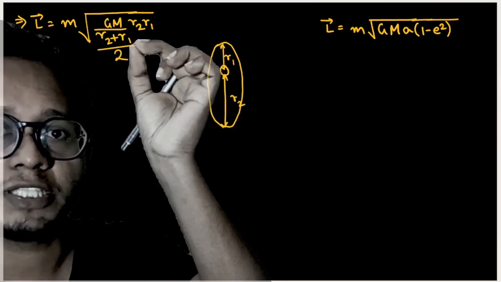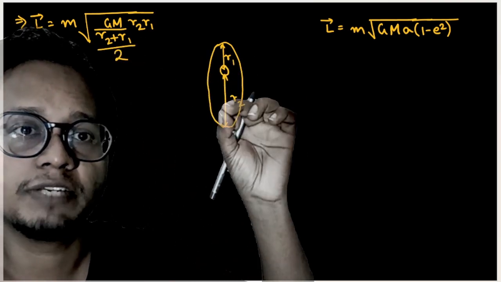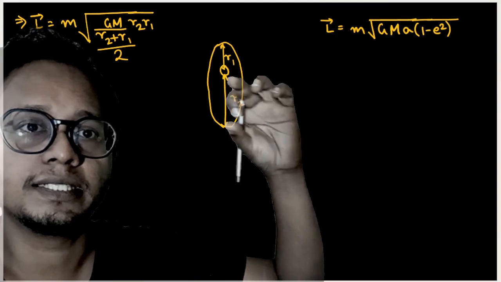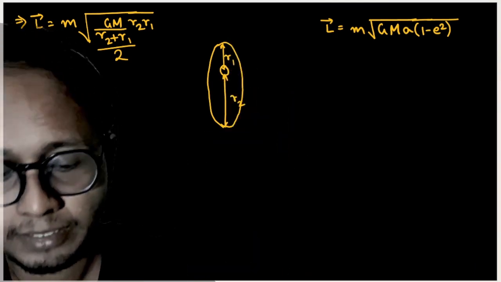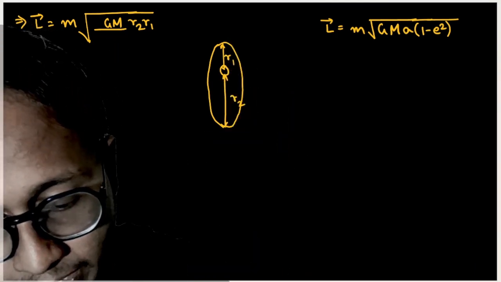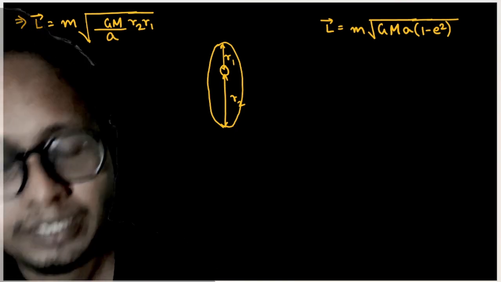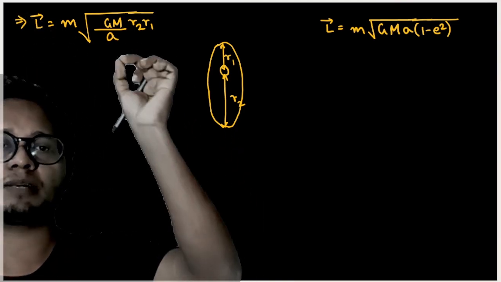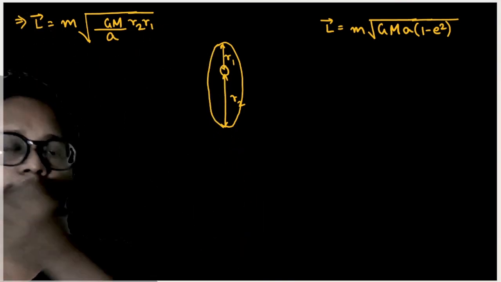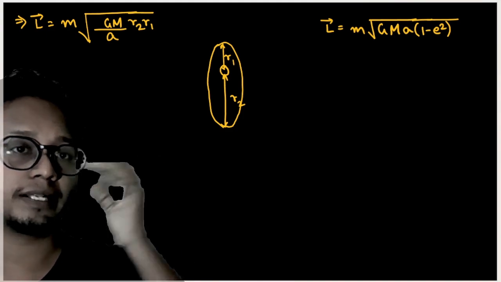The 2 out here can be divided out here. And what is r1 plus r2 divided by 2? R1 plus R2 divided by 2 is nothing but a, isn't it? The semi-major axis. So r1 plus r2 divided by 2 is nothing but the semi-major axis. So this much is simple. What about this r2 and r1?